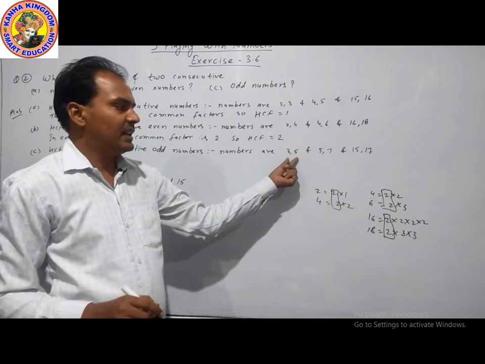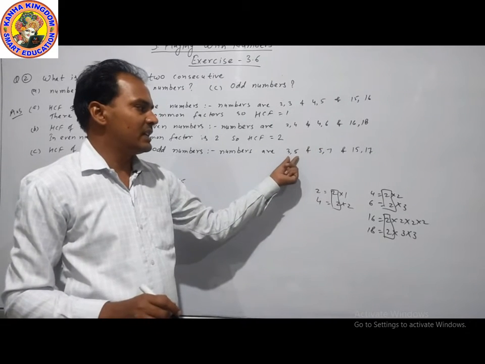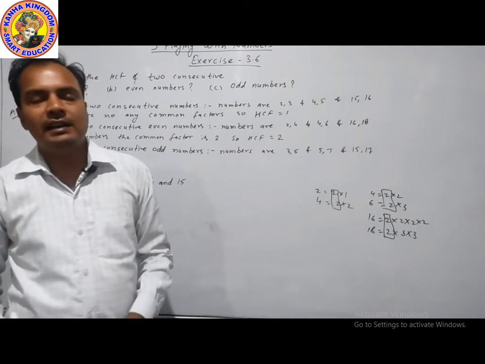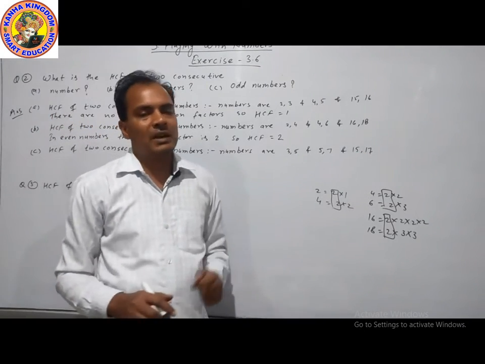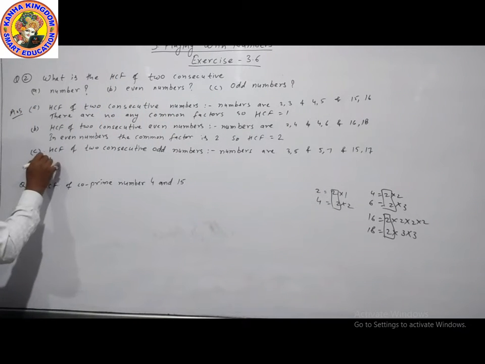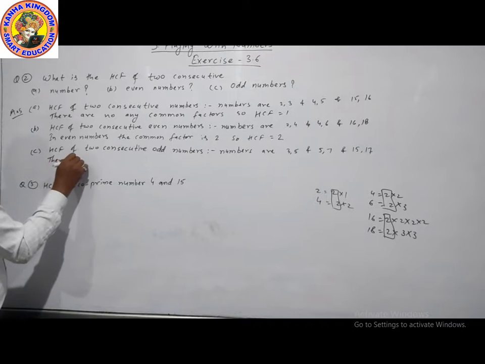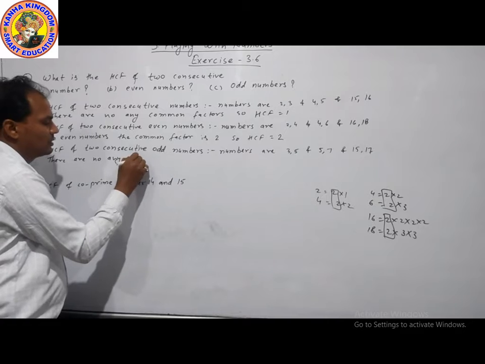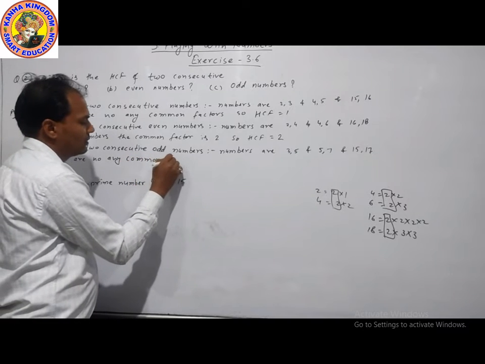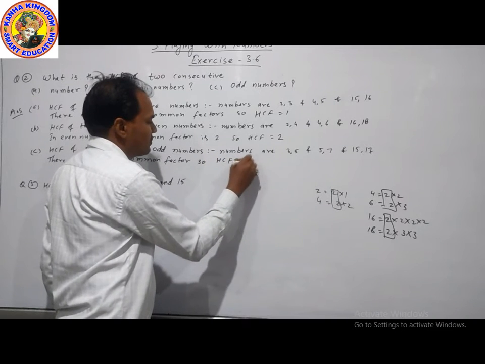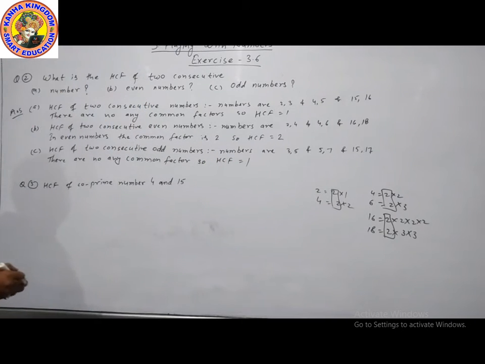In 3 and 5, there is no common factor because these are prime numbers. 7 is a prime number. If we take the HCF of prime numbers, the HCF will be 1. There is no common factor, so HCF is equal to 1. This is our question number 2.